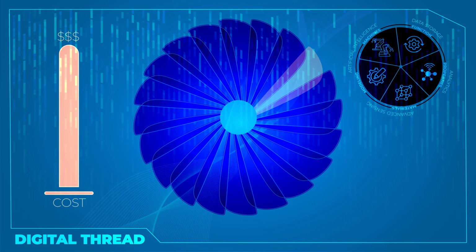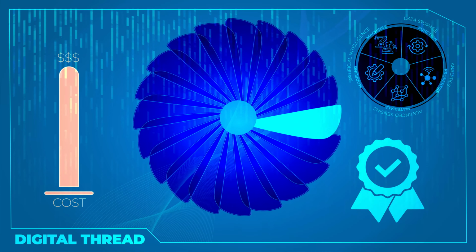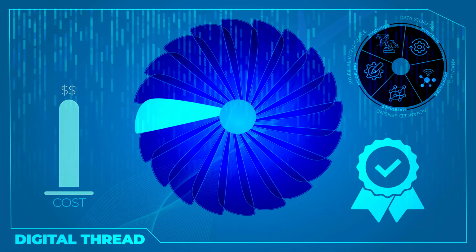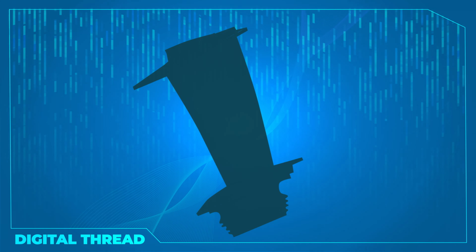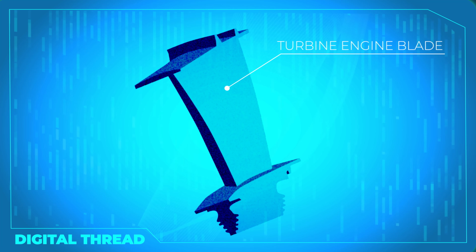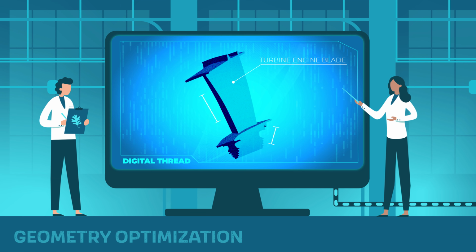The digital thread couples the design with the manufacturing process to enable a higher-performing component, significantly reducing the possibility of error and failure. This is achieved first by selecting the component that needs to be manufactured. The component's geometry is then optimized for functionality and manufacturability.